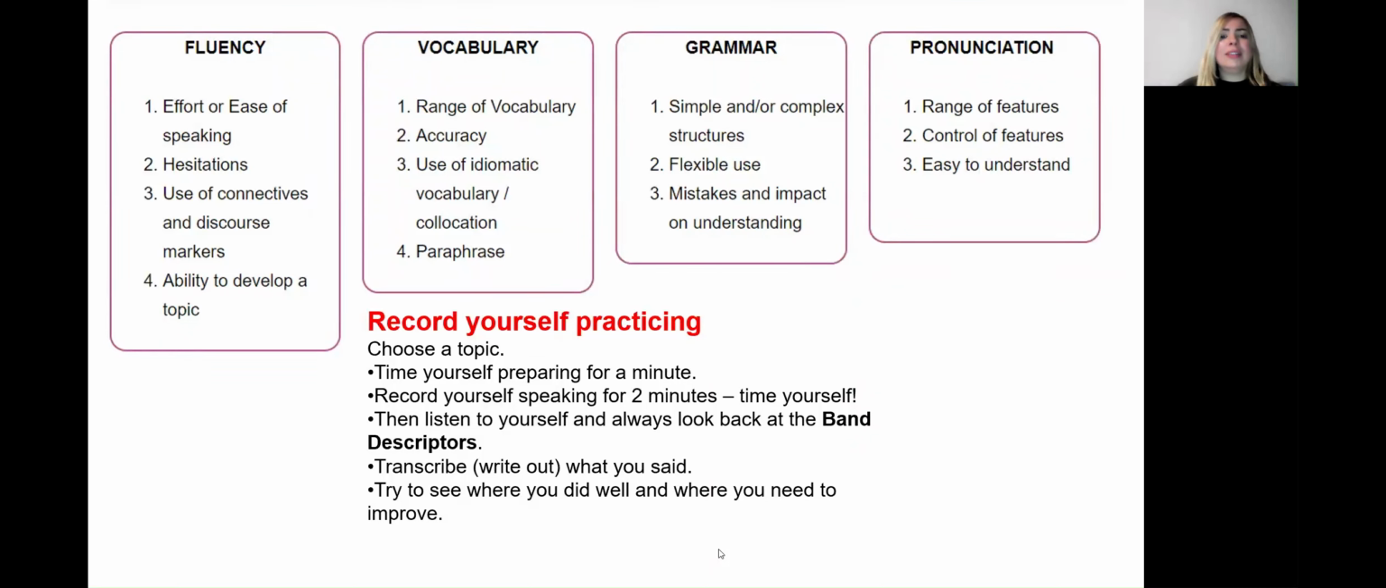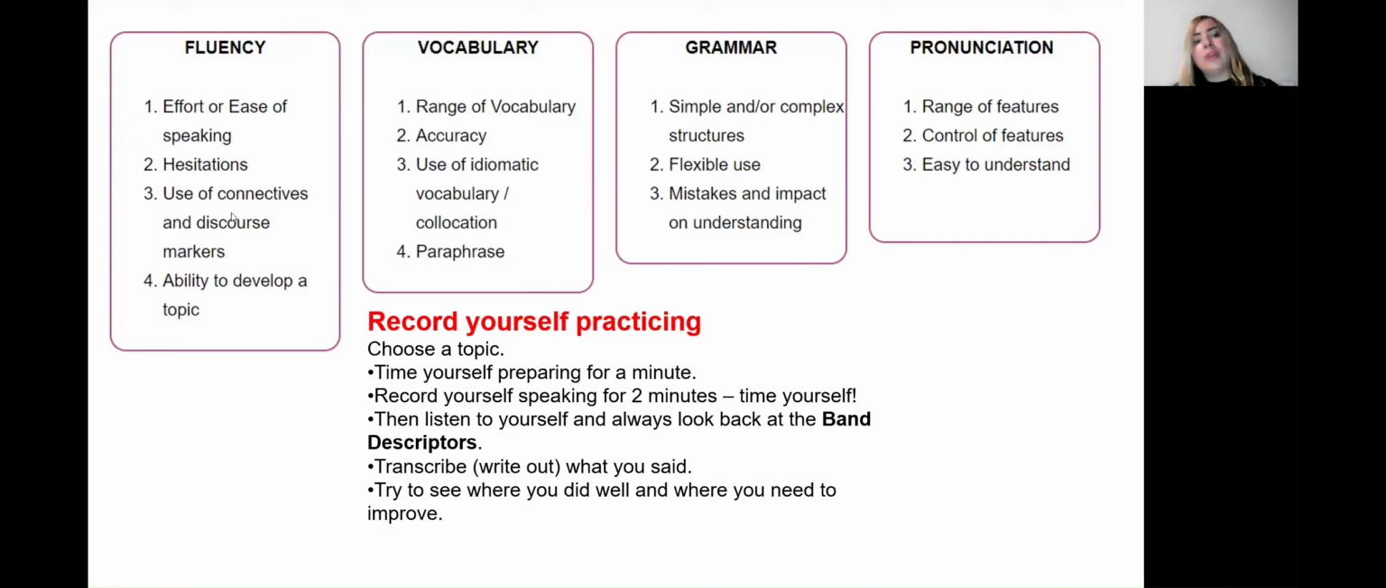So the main areas for speaking that you want to focus on, obviously, is fluency. So how easy is it for you to speak? Does it flow? Do you have to stop? Are you repeating yourself a lot, correcting yourself a lot? How fast and how efficiently and easily can you express yourself?